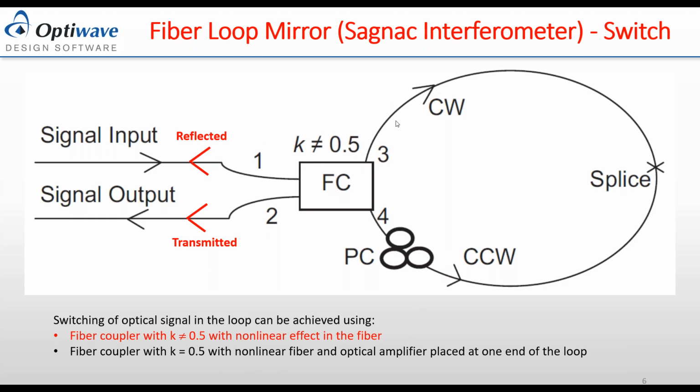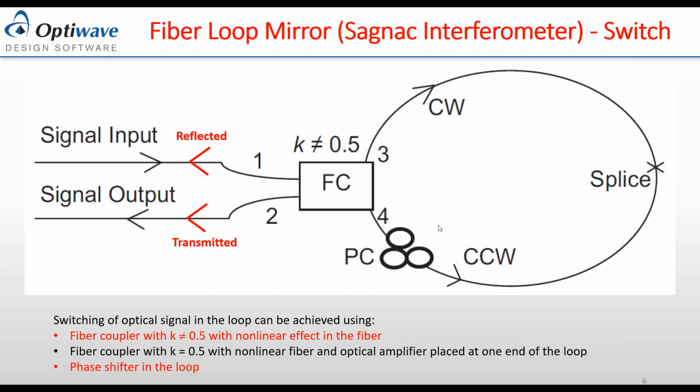other components to make a difference in the signal field level, and that could be achieved using an optical amplifier, for example, placed on one end of the loop, where the signal will be amplified in one direction and get a nonlinear phase shift different than the other direction, where it isn't amplified. Let's say, for example, if you place a fiber in this loop.